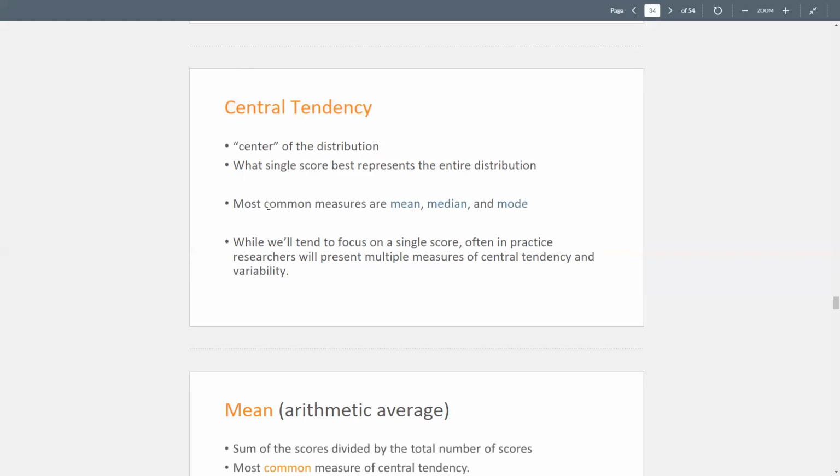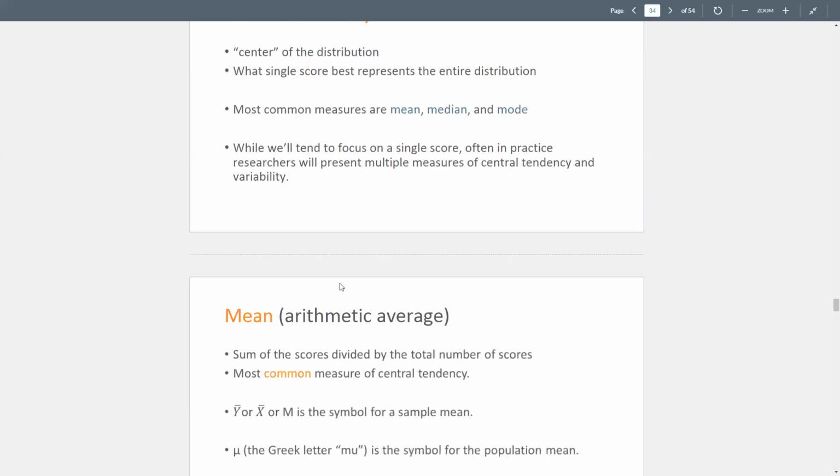The three most common measures of central tendency are mean, median, and mode. In the activity in this class, I'm going to talk through what's the best score that represents a distribution. We'll focus on a single score, but in practice, sometimes we'll give multiple of these measures because one measure probably doesn't do it justice. So we might present both the median and the mean or the mode of the distribution. But you'll see that some of these are more appropriate in different situations.